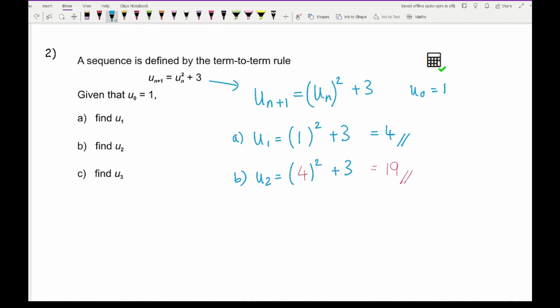Then for U3, well, that's going to be U2 squared plus 3. Now I know what U2 is because that's 19. So I can rub that out and change that for 19. So it's going to be 19 squared plus 3. And 19 squared plus 3 gives me an answer of 364.